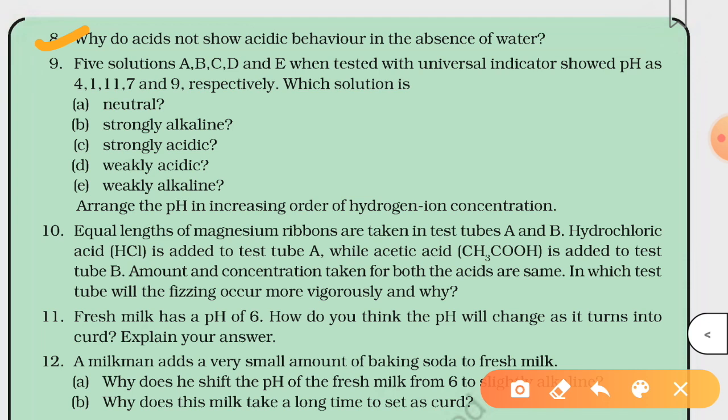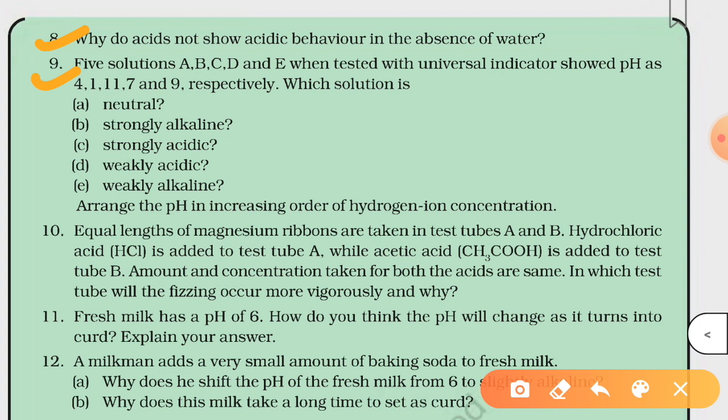Now look at the ninth one. Five solutions A, B, C, D, E, when tested with universal indicator, show pH 4, 1, 11, 7 and 9. Which solution is neutral? So we know that on the pH scale the number 7 is the neutral value. Definitely the substance with pH 7 is the neutral one. So keeping this in mind, you can say D is neutral. Strongly alkaline. Alkaline means a strong base.